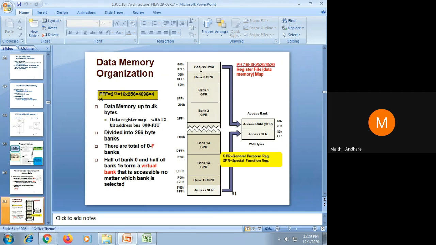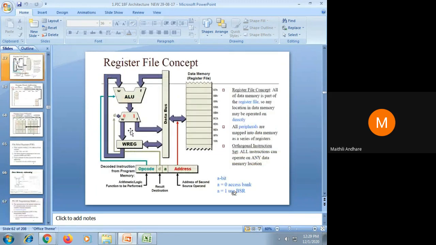Okay, so see, this is the data memory organization. In that, 16 banks are available, and the most important thing is different parts. Some part of bank 0 and some part of bank 15, they are combined together, and that is called an access bank. Okay, the remaining banks can be considered as general purpose banks. Okay, now we will see how to access that.